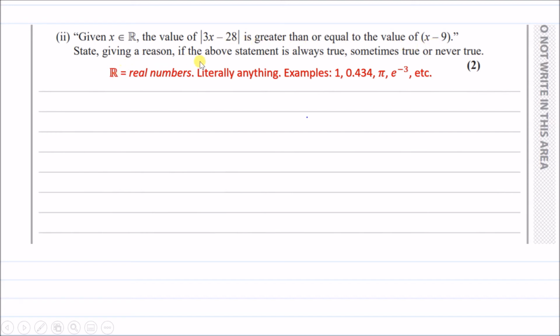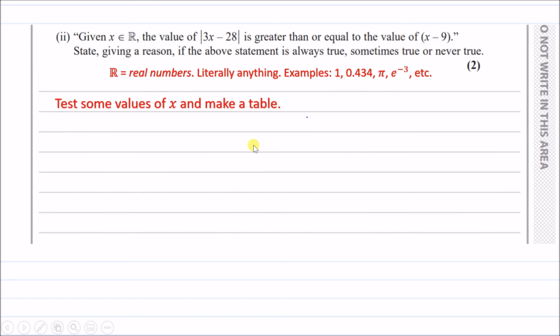State, giving a reason, if the above statement is always true, sometimes true, or never true. Okay, this is interesting because just looking at it for a second, it's claiming that this is greater than that. That's the claim. If you just choose any value for x, let's just say 0 for a second, you get minus 28. But because you've got the absolute signs, minus 28 becomes a plus 28. If you put 0 here, you get negative 9.